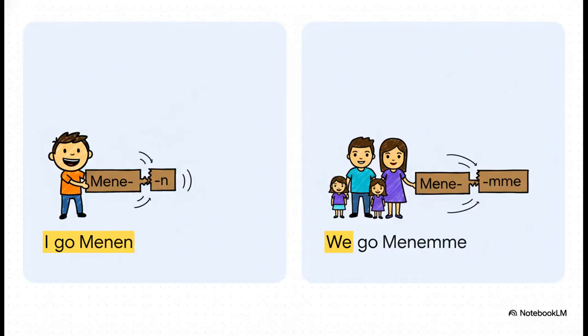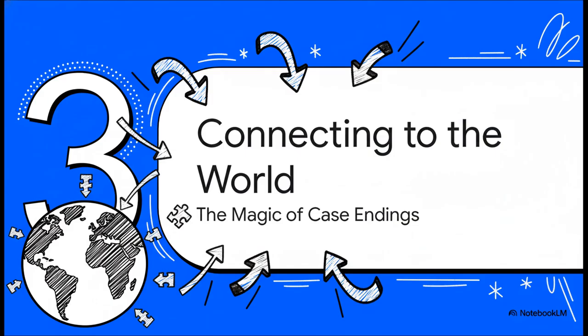And here's how we hold that handle. If I go, the ending changes to n: menin. But if we go, it becomes me: meneme. See that? Even the idea of who is doing the action is just another little piece we attach. So, we have our action, we go, and we know who's going.